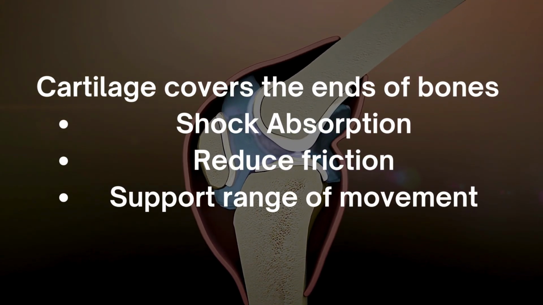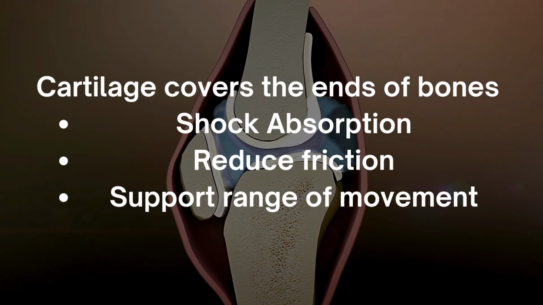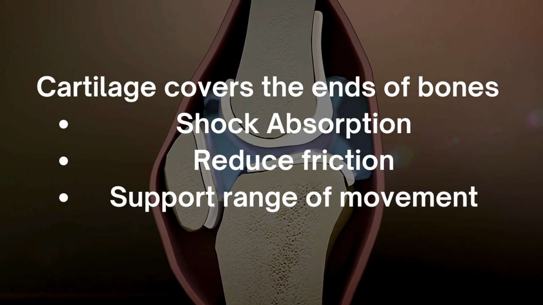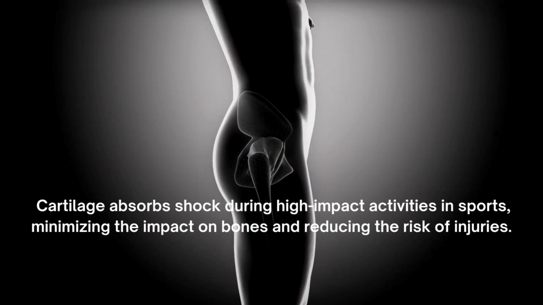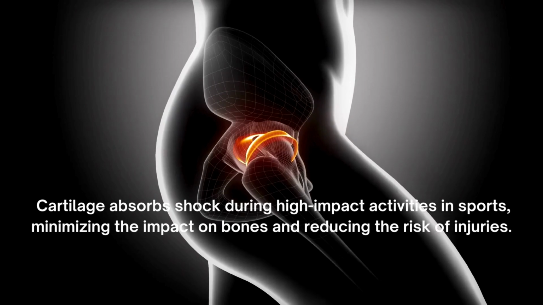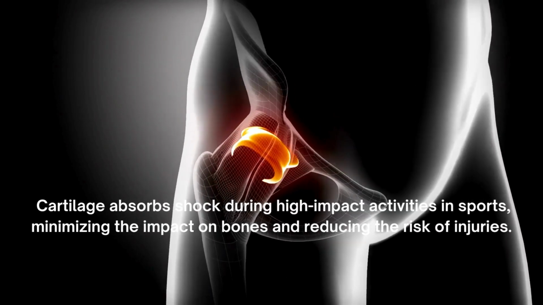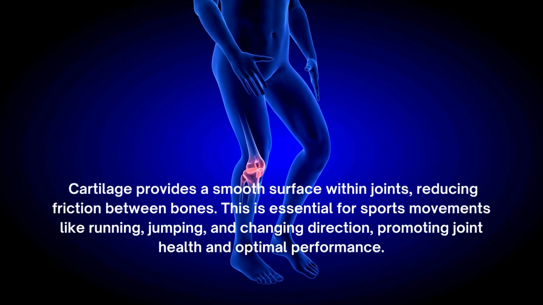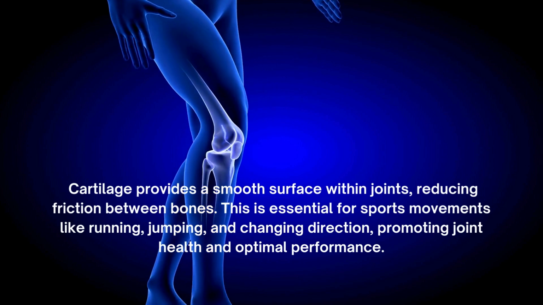Cartilage. Cartilage covers the ends of bones. They act as shock absorbers, reduce friction, and support range of movement. Cartilage absorbs shock during high-impact activities in sports, minimizing the impact on bones and reducing the risk of injuries. Cartilage provides a smooth surface within joints, reducing friction between bones.